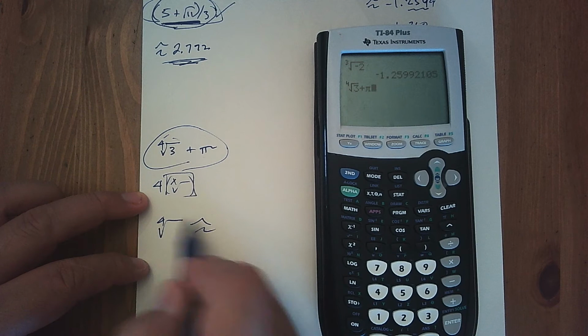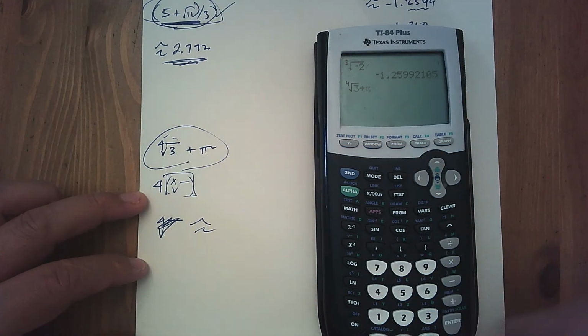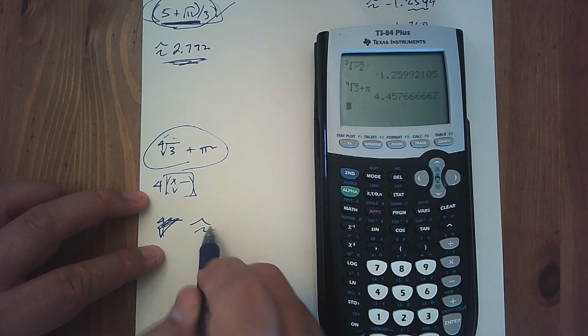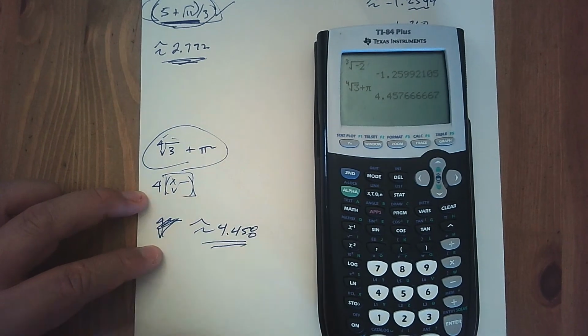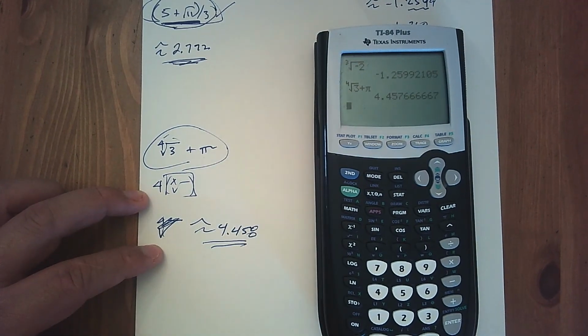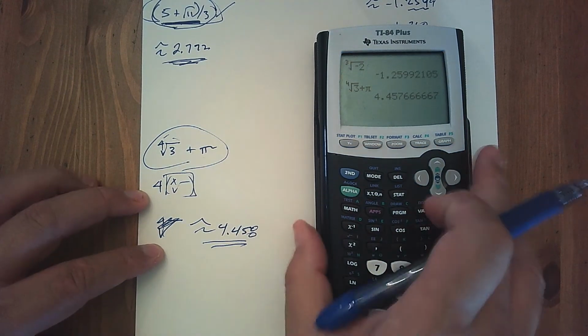So what's the estimate of this crazy thing? Press enter, round off to 3 decimals, 4.458 would be our estimated answer for the 4th root of 3 plus pi.